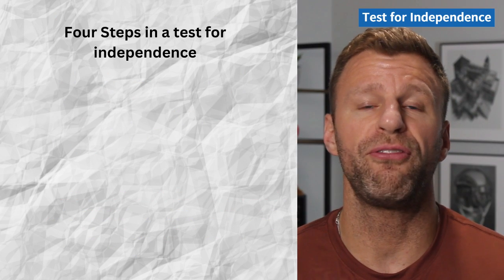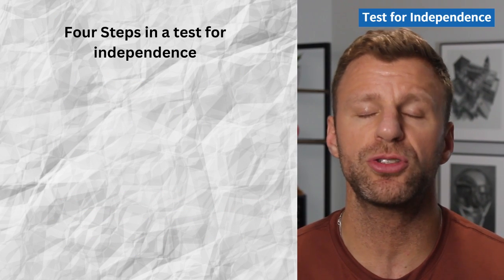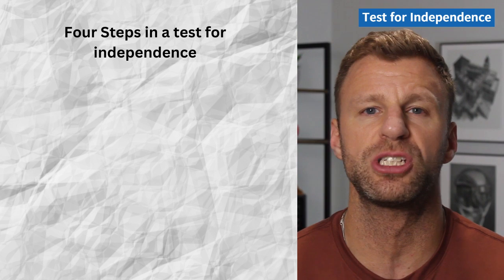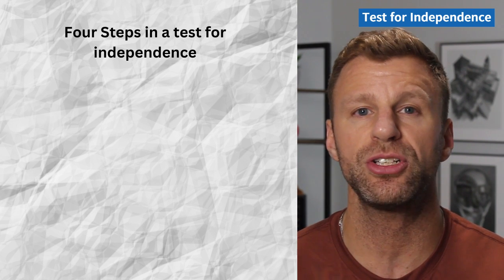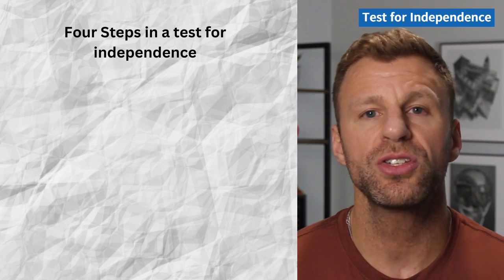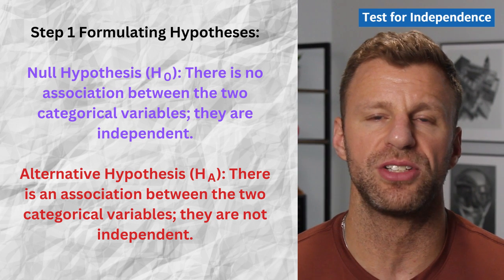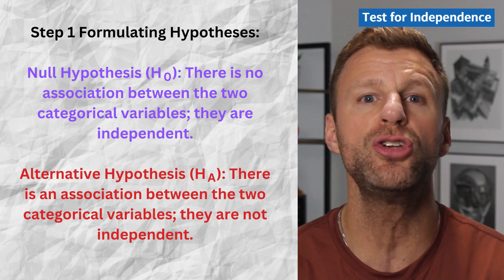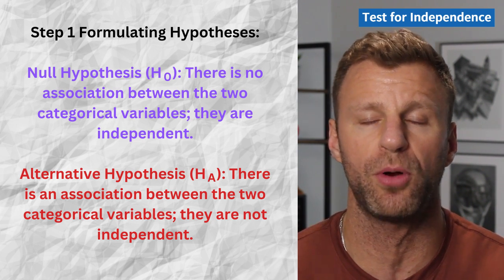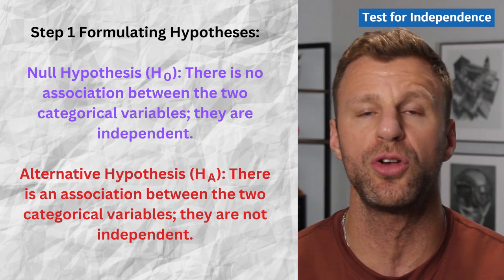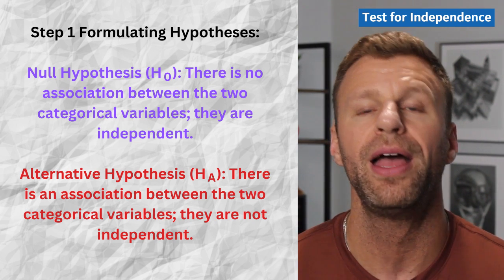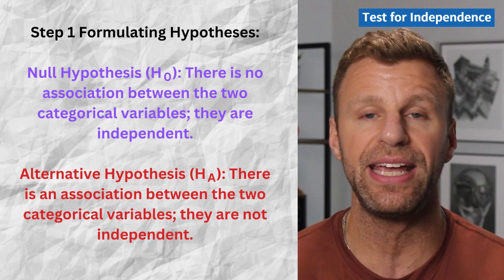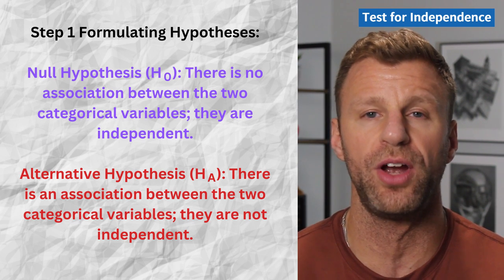Now let's run through the 4 steps. They're going to be very similar to a goodness of fit test, but a little bit different, especially in the hypotheses and the construction of the expected values. So the first step is really getting those hypotheses. The null hypothesis is that there is no association between the two variables. Just make sure in your sentence you're using the actual context of the problem. And the alternative is that there is an association between the two variables.